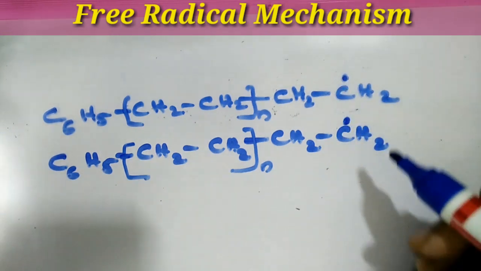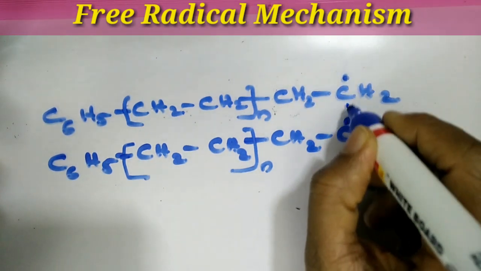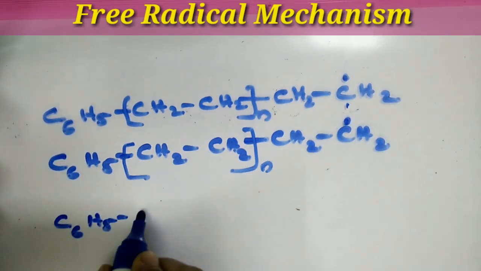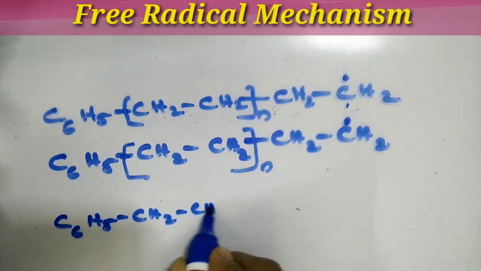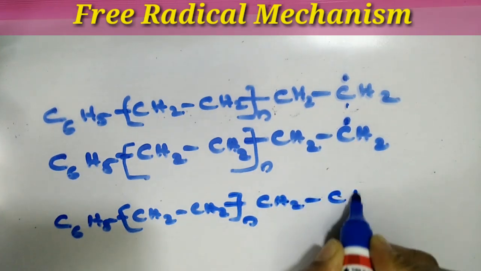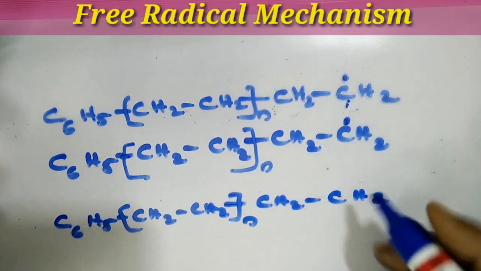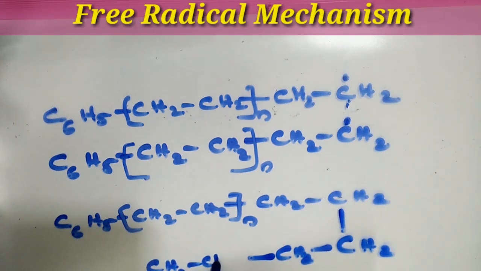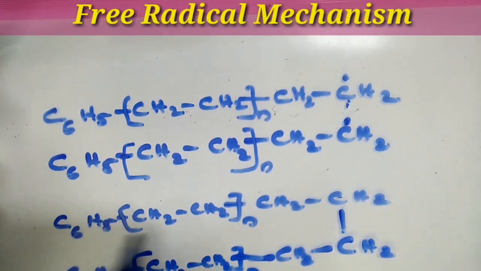They join together to make a bond. So you are getting a bond like this. Let me write this: C6H5 CH2 n times CH2, this joins with this one, so make a bond CH2, then CH2 n times C6H5. This I am writing like this, but it is a long chain.